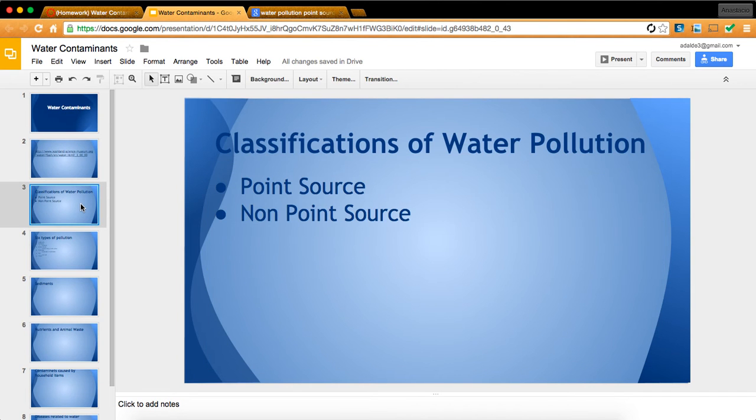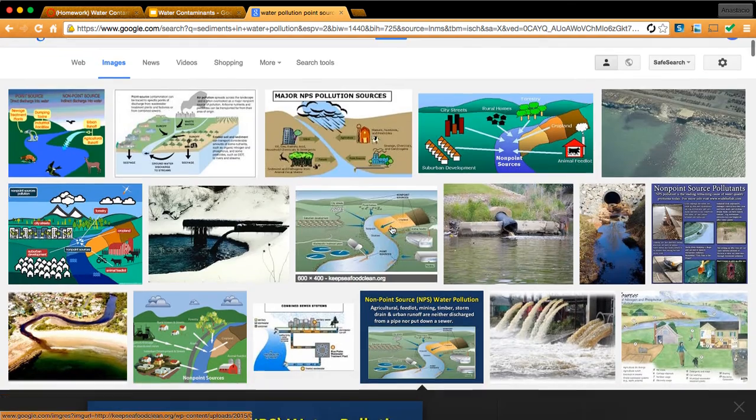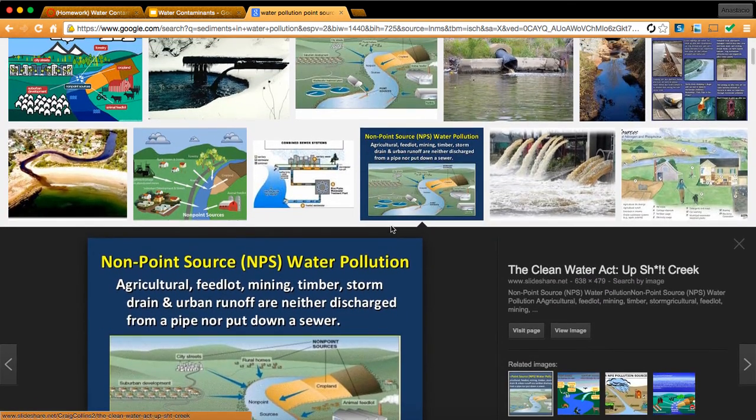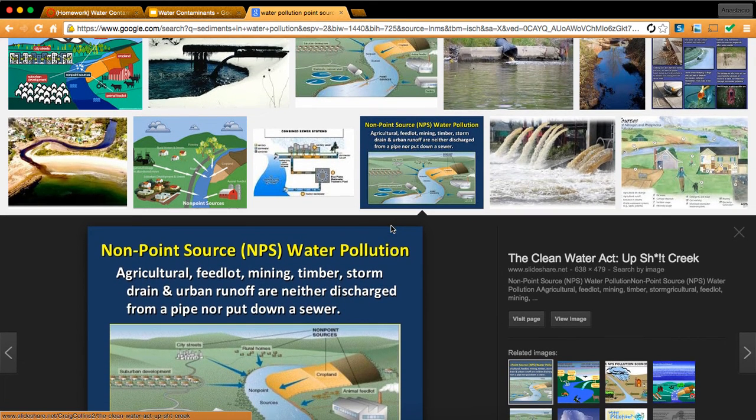Let's talk about the different kinds, or the classifications, of water pollution. I'm going to run this presentation less off of a PowerPoint and more on Google search, just to switch it up a little bit. The difference between a point source and a non-point source pollution is that a point source is a pollutant coming from a concentrated or originating point, like a pipe from a factory or a large registered feedlot or some specific point of discharge.